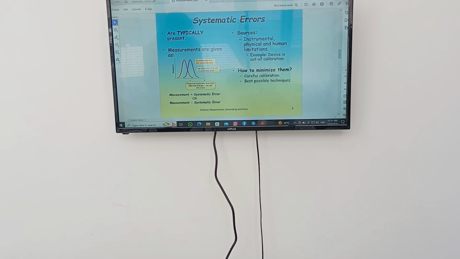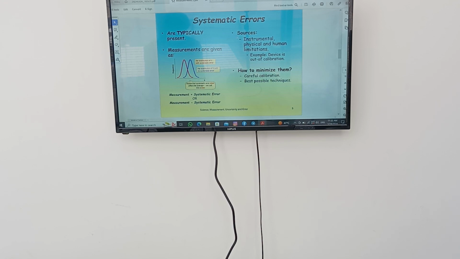Now, systematic errors are typically present. It means not always. They might happen and they might not happen. Okay? The measurements are given as we're going to look at the same diagram that we saw previously, the frequency against the x-axis. The red line is the distribution of x with systematic error, and the blue line is the distribution of x with no systematic error. Notice that systematic error does affect the average. We call this a bias. Okay?